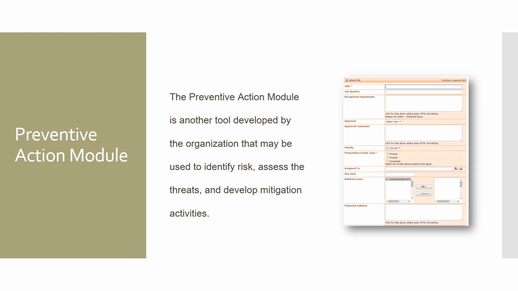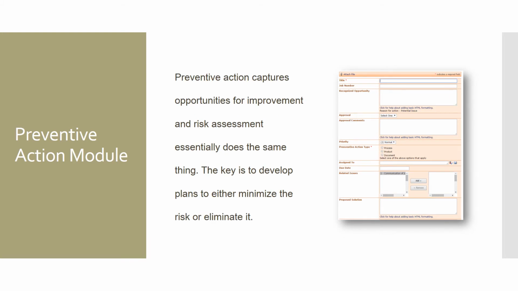The Preventive Action Module is another tool developed by the organization that may be used to identify risk, assess the threats, and develop mitigation activities. Preventive action captures opportunities for improvement, and risk assessment essentially does the same thing. The key is to develop plans to either minimize the risk or eliminate it before the event occurs.